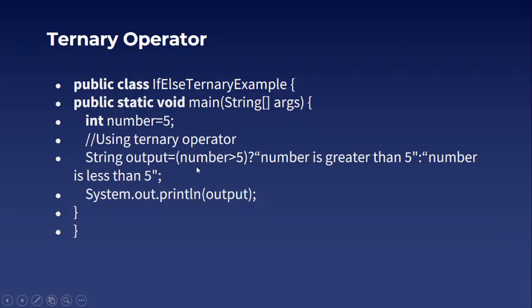So firstly, I am checking for some condition. Number is greater than 5. If the condition is satisfied, the first statement will be executed: Number is greater than 5. Otherwise, number is less than 5 will be executed. Clear with this? So this is an example of the ternary operator.